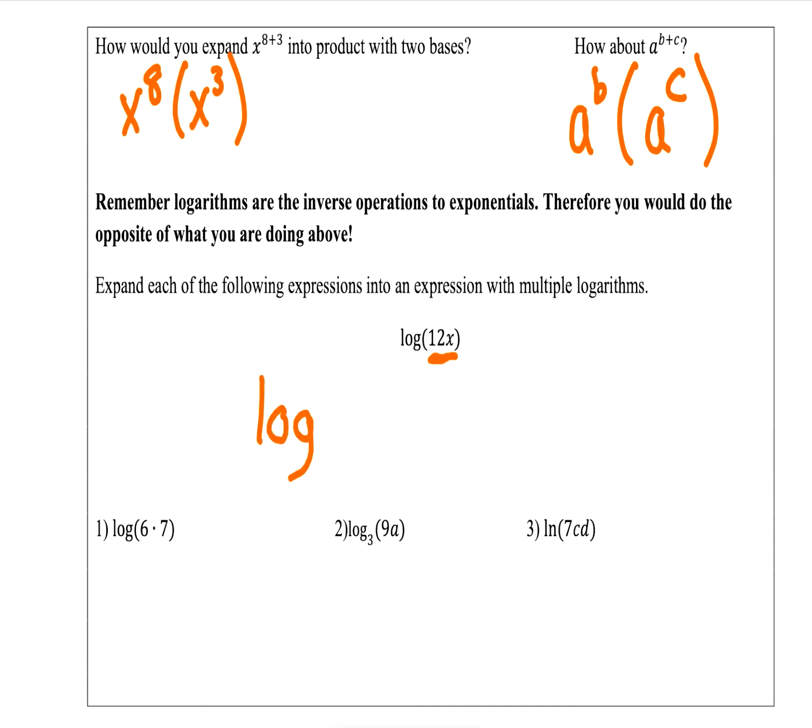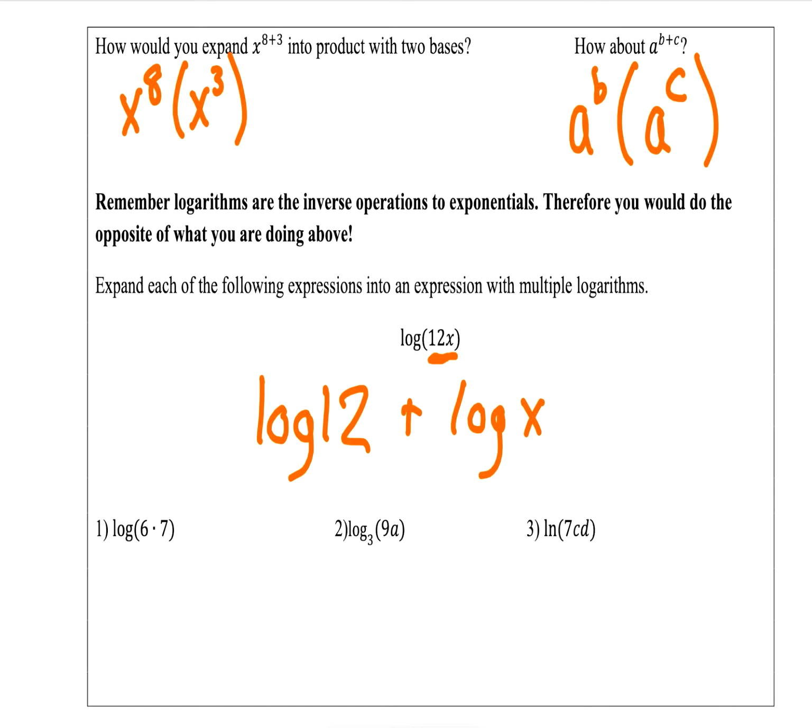So we'd have two logs now, and it'd be log of 12 plus log of x. So it's kind of like the opposite of what we did with exponentials. And why are we doing this? You're going to see it's going to help us solve logarithmic equations. Once we get really good at this, it's going to make the logarithmic equations much, much easier. So I'm going to do number 1 with you guys, and then I want you guys to do 2 and 3.